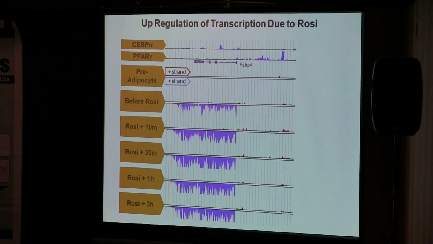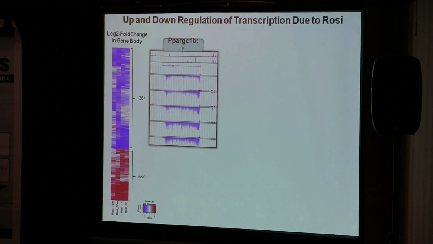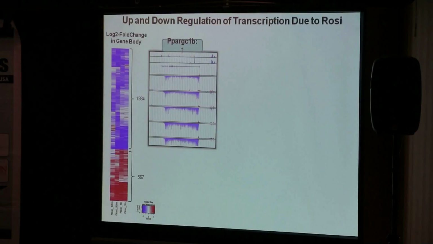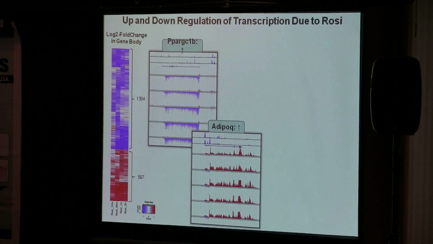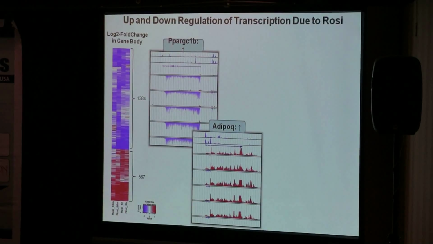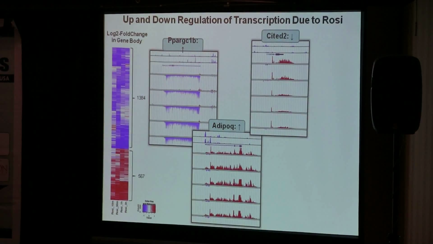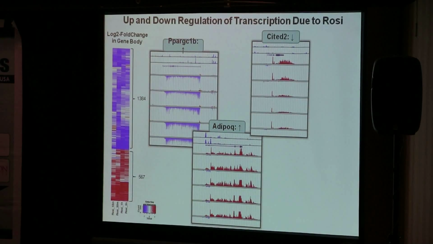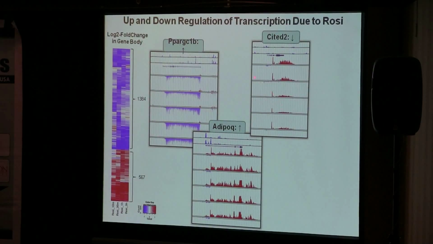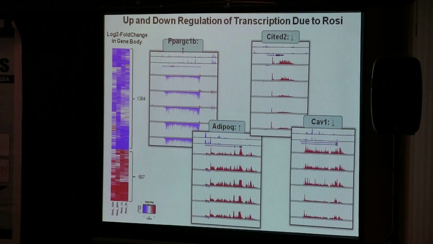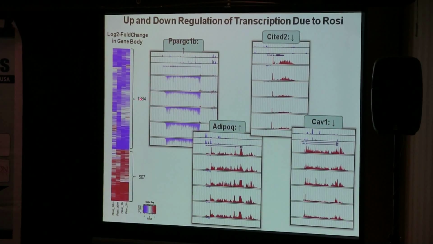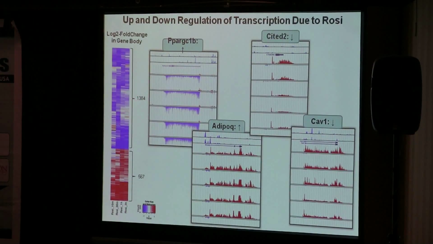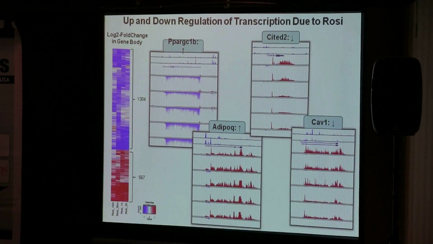Besides FABP4, there are several genes which are regulated by TZD, including PPARGC1B and ADIPOQ, which are upregulated, and there are some downregulated genes, including CCND1, where you see the level goes down across time, and CAV1. So in total, we identified almost 1,300 genes downregulated by TZD and 500 genes upregulated by TZD.